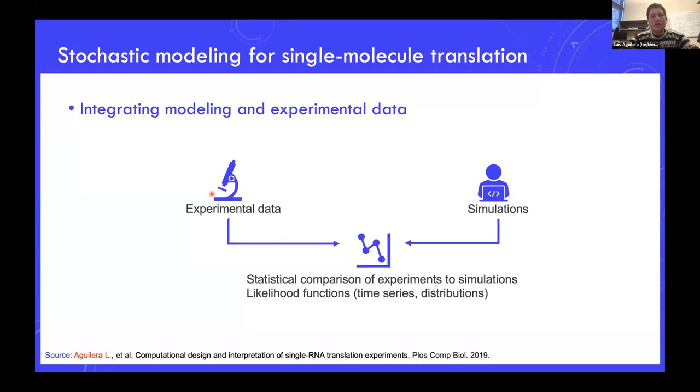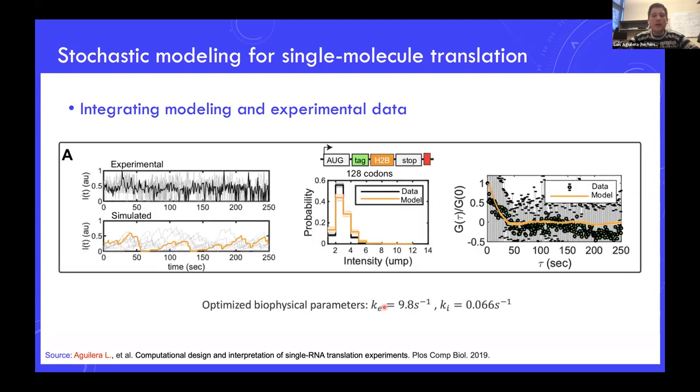To integrate the modeling and the experimental data, we are using statistical comparisons. That is basically what Dr. Munsky presented you some minutes ago. It's like likelihood functions that compare the time series and intensity distributions. In that way, we can calculate important biophysical parameters like the elongation rate and initiation rate. For example, in this case, I am showing the experiment for the H2B gene, the fluctuations for the experimental data and simulations, and how we can fit the model to the experimental data for intensity distribution and the autocovariance function.